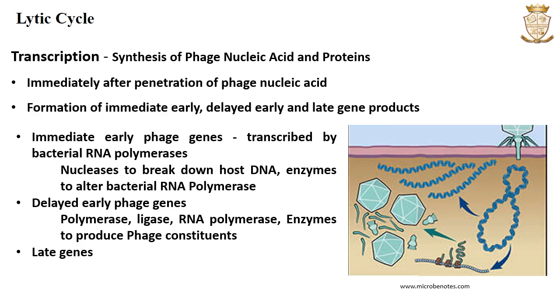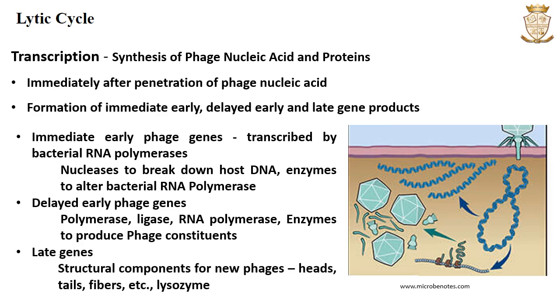Then the late gene products include structural components for new phage particles. The heads, tails, fibers, etc. are formed. So the enzymes formed during the previous stages will make the protein subunits for head, tail, etc. during this late stage. And a phage lysozyme will also be produced to lyse the bacterial cell for releasing mature phage particles during the later stages of the lytic cycle.